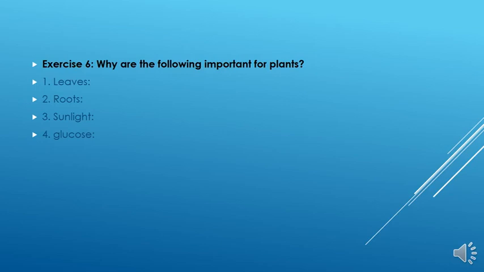Try to finish the whole text to find if there is any other use for these parts that you're looking for. The second thing, of course, is roots. The roots take water from the ground, which is an obvious thing. The third thing is sunlight. It's needed for the photosynthesis. The fourth thing is glucose, and that's an extremely important thing for energy.